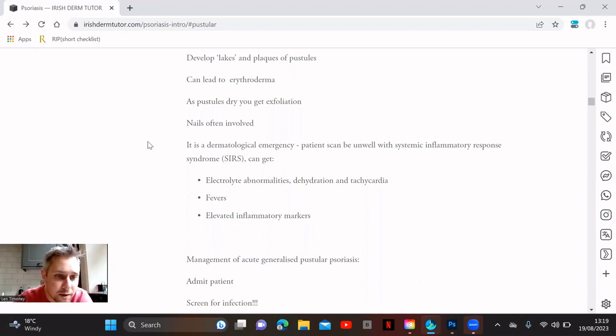So, they might have fevers, they might have very raised inflammatory markers, and they might have signs of skin failure, such as electrolyte abnormalities, dehydration, and tachycardia.